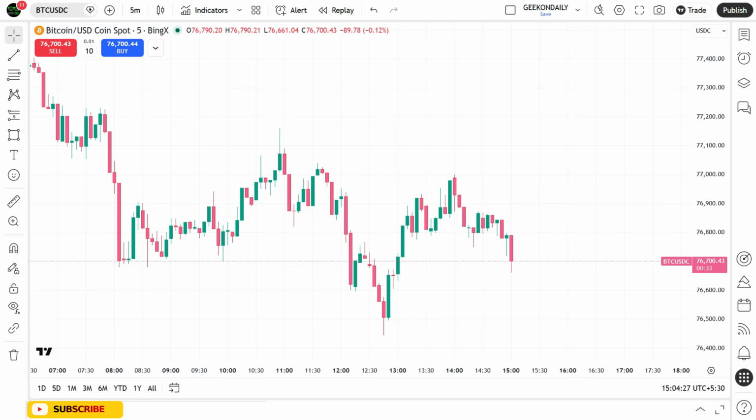You'll also see how these setups can be used in actual trading scenarios, so you get a clear idea of how everything works in real time. Make sure to watch till the end, because each part builds your understanding and helps you trade smarter and more confidently. Now take a close look at the chart on your screen.